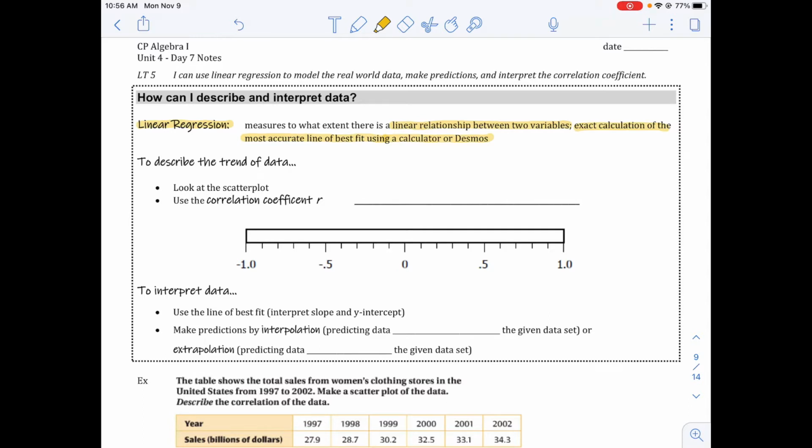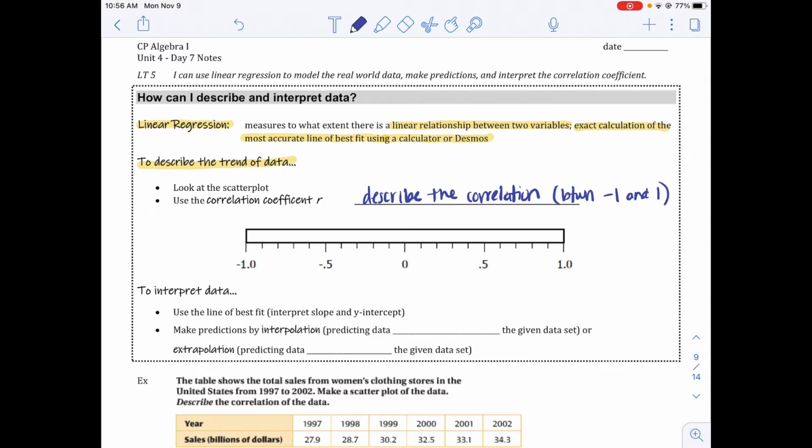So to describe the trend of the data, we're going to do two things. We're going to look at the scatter plot, which we'll watch a short video on how to do that on your graphing calculator, and we're going to use the correlation coefficient R, which is going to help us describe the correlation. And our calculator is going to give us an exact R value. It's going to be between -1 and 1.